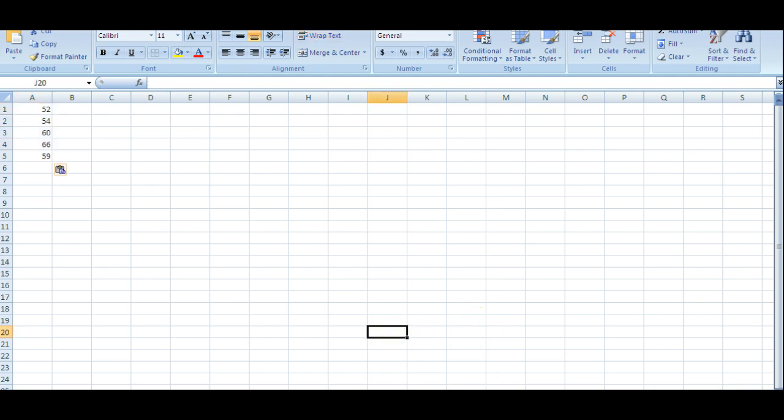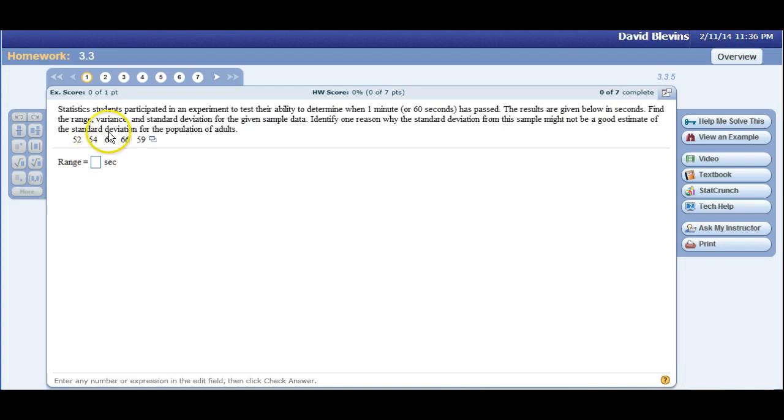Okay, and then the problem asks find the range. Now I can find the range just by looking. Here's 66. The lowest number is 52. So something like that you can do in your head. So there's a range of 14 here. The sample variance, though, it's a little tougher to find.